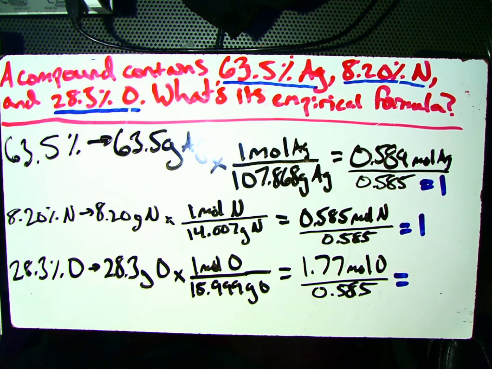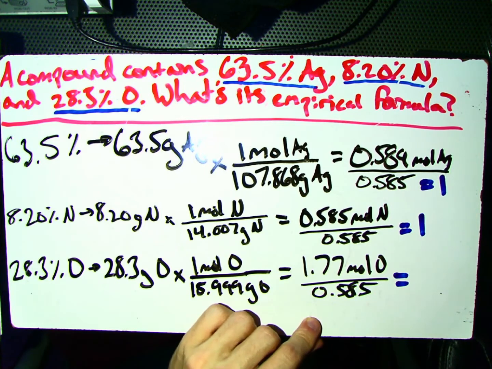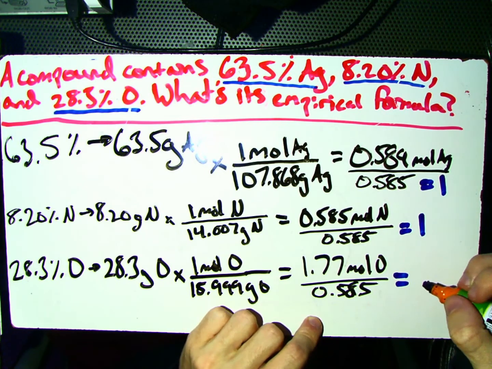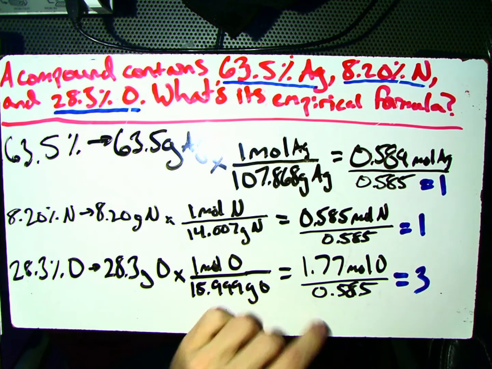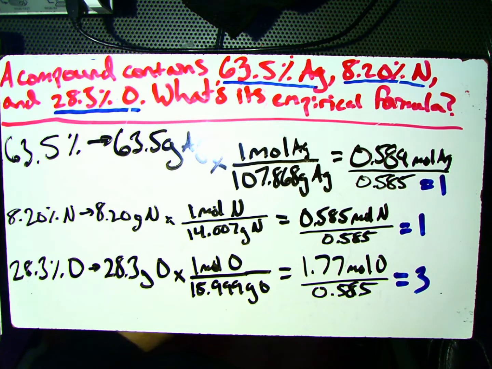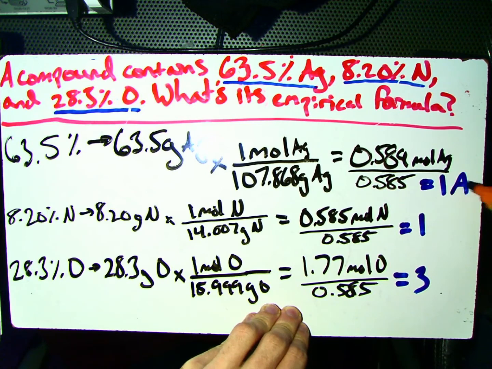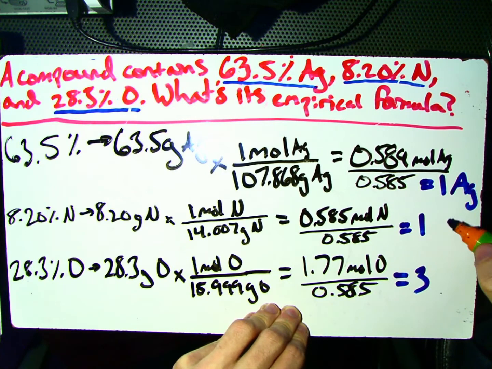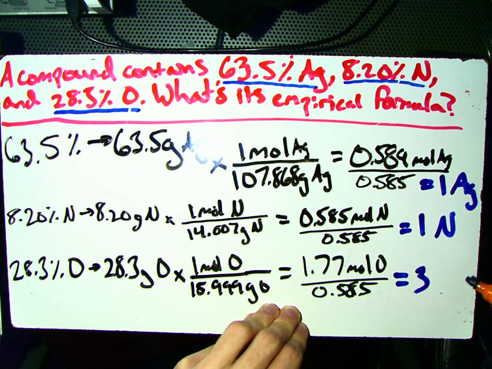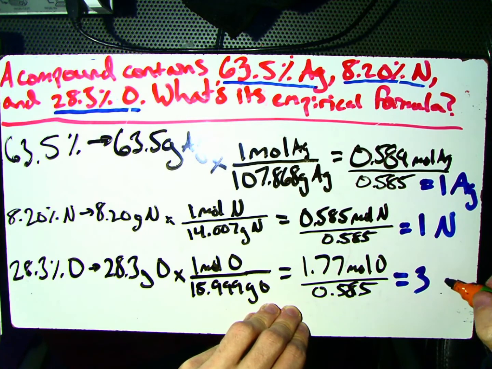And if you do 1.77 divided by 0.585, you get about 3. Right? What do these numbers mean? Well, these numbers just tell us exactly how many atoms of each element there are in our empirical formula. So this is 1 atom of silver, 1 atom of nitrogen, and 3 atoms of oxygen.